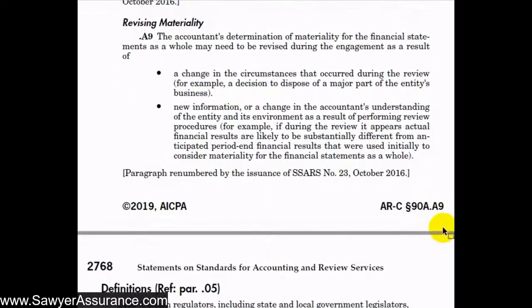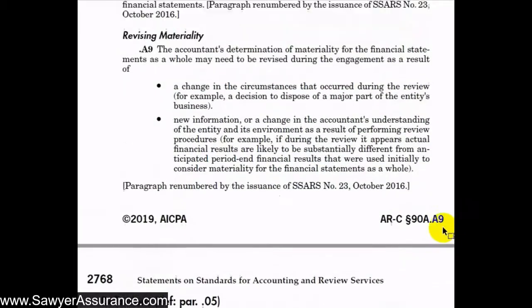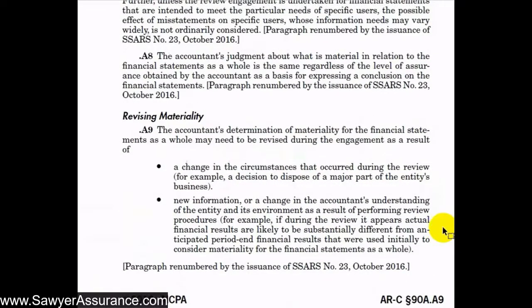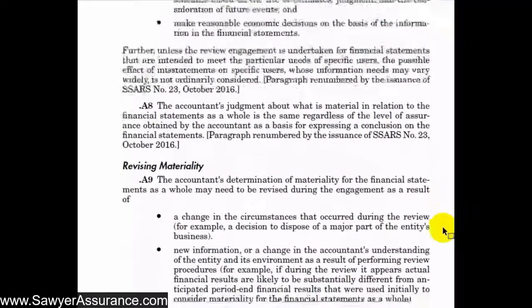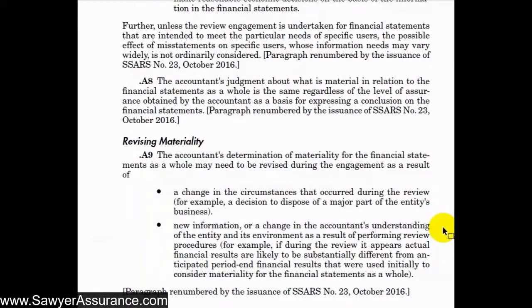So this gives us a good starting point on the AR-C Section 90A document and its relation to materiality and the scope of what we will try to accomplish in a review of financial statements. And so in the next several videos, we will go through the specific requirements of how to achieve these objectives.